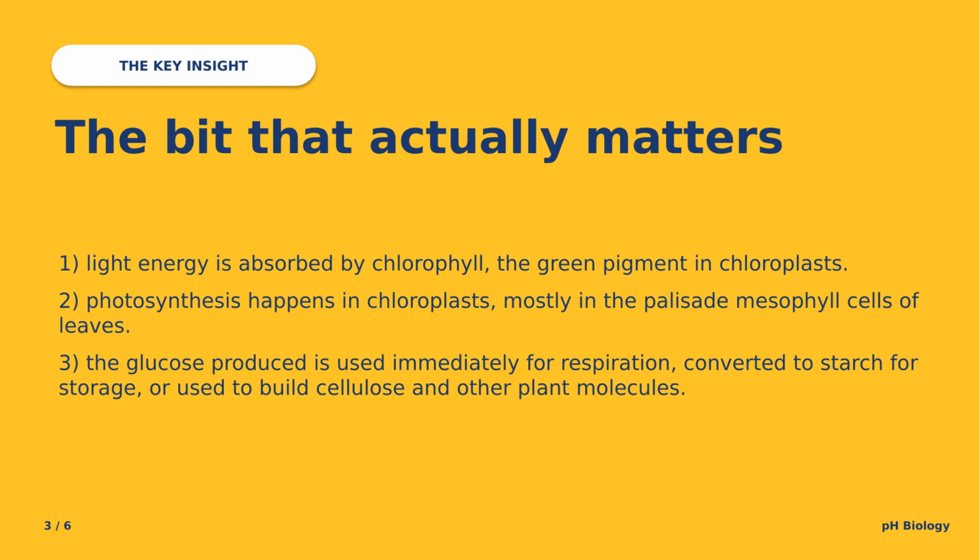Three things. 1. Light energy is absorbed by chlorophyll, the green pigment in chloroplasts. 2. Photosynthesis happens in chloroplasts, mostly in the palisade mesophyll cells of leaves. 3. The glucose produced is used immediately for respiration, converted to starch for storage, or used to build cellulose and other plant molecules.